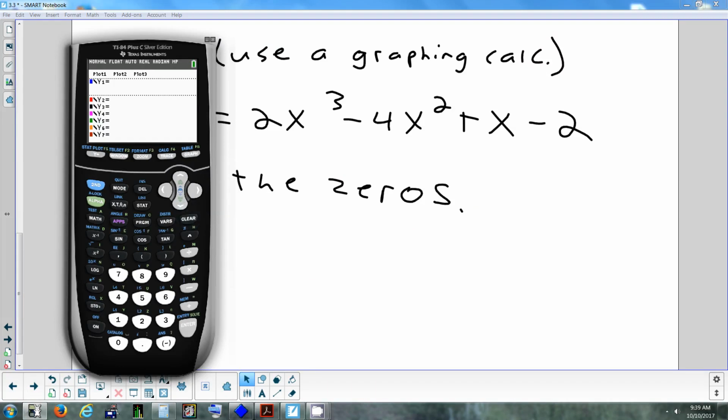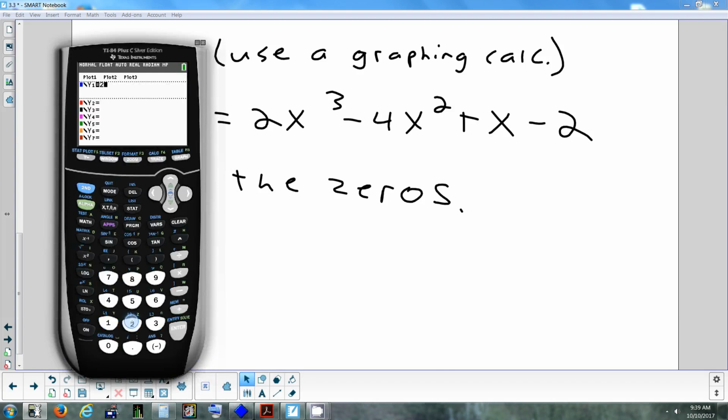I should be careful how I say that. 1 to 3 distinct roots. It always has 3 roots. It's just some might be repeated. It might not be distinct. Okay, so 2x cubed minus 4x squared plus x minus 2. I'm not really looking for local minimums and maximums, so if that goes off the screen, that's okay. Okay. How many roots did I end up with?